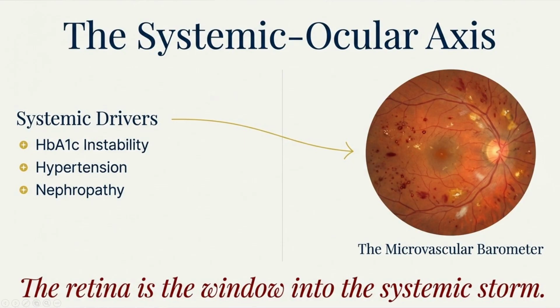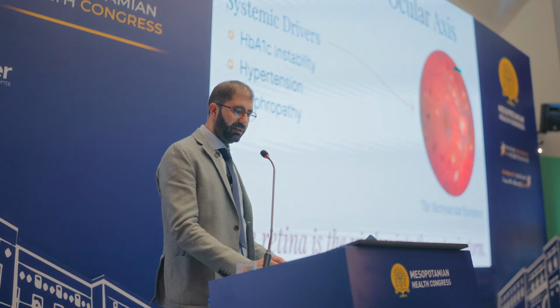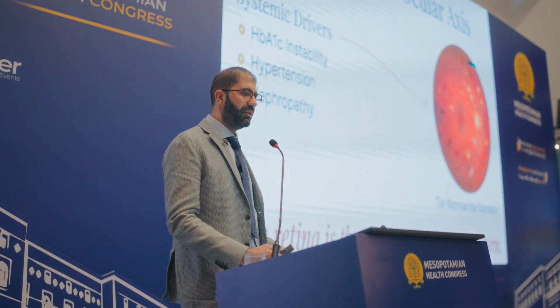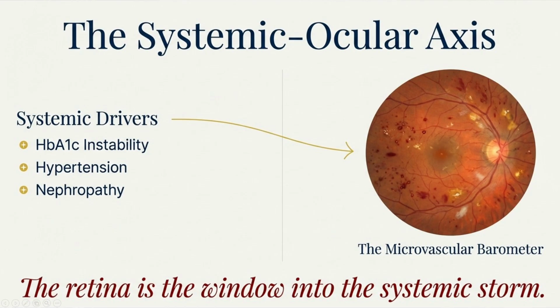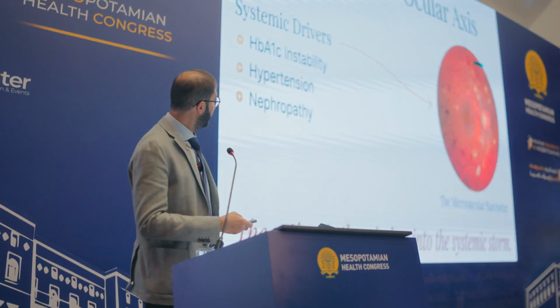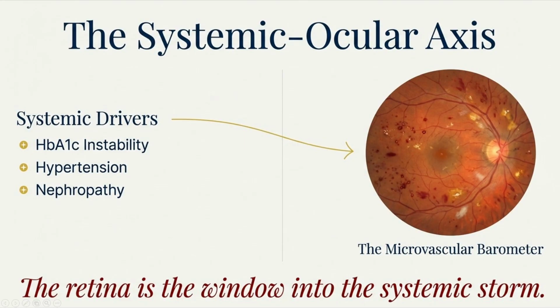We often say the eyes are the window to the soul, but clinically the retina is a window into the systemic storm of diabetes. When you look at an image like this, you are seeing hemorrhages and exudates. They directly correlate with systemic drivers like HbA1c instability and hypertension or nephropathy. If the kidney is struggling, the retina is likely to be too.